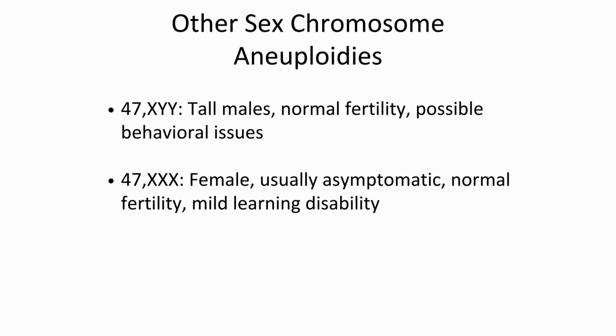Beyond Turner and Klinefelter, there are other sex chromosome abnormalities. 47,XYY males are often tall and may have mild behavioral issues, though they're usually fertile and asymptomatic. 47,XXX females often go undiagnosed. They may have normal fertility and only mild learning issues. These are often incidental findings during genetic testing.